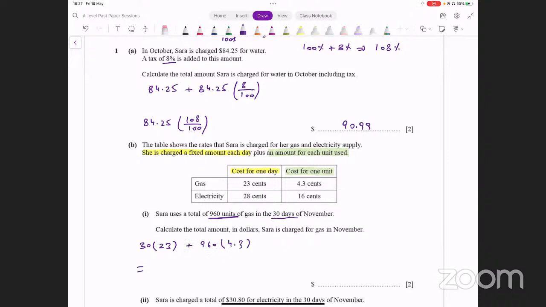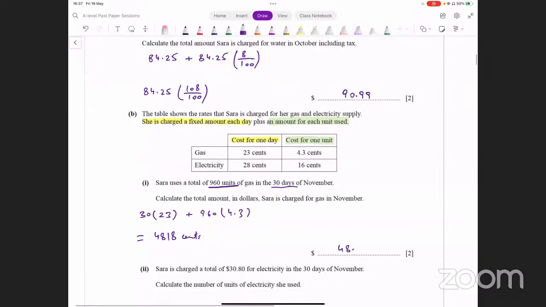And that is giving me 4818. Remember, this is in cents. The amounts have been given in cents. So this is 4818 cents. Now we need our answer in dollars. How will we write it in dollars? $1 has 100 cents. So this dollar amount becomes $48.18. That's your final result that you get from this.